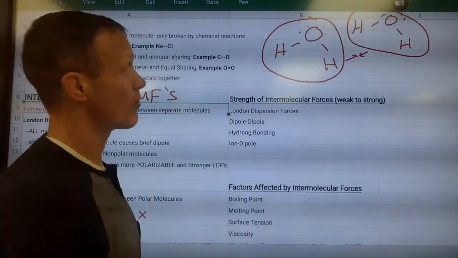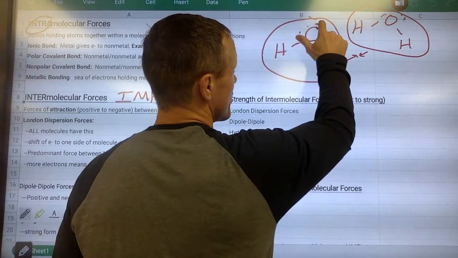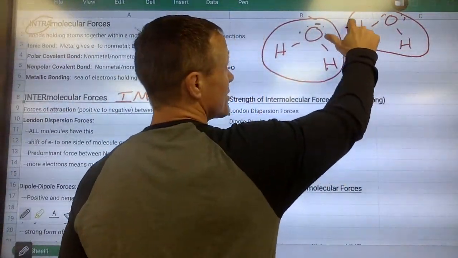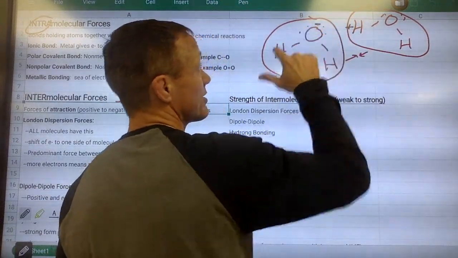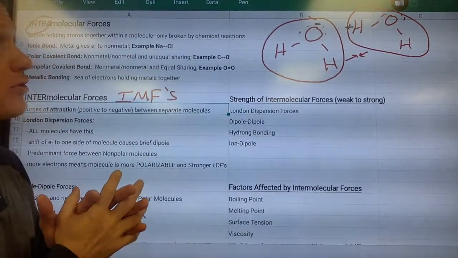So if you think about a water molecule, it's got a pretty negative end right here, and the hydrogen's a pretty positive end. So this positive hydrogen is attracted to this negative oxygen. Okay, so there's some attraction there. That is an intermolecular force.